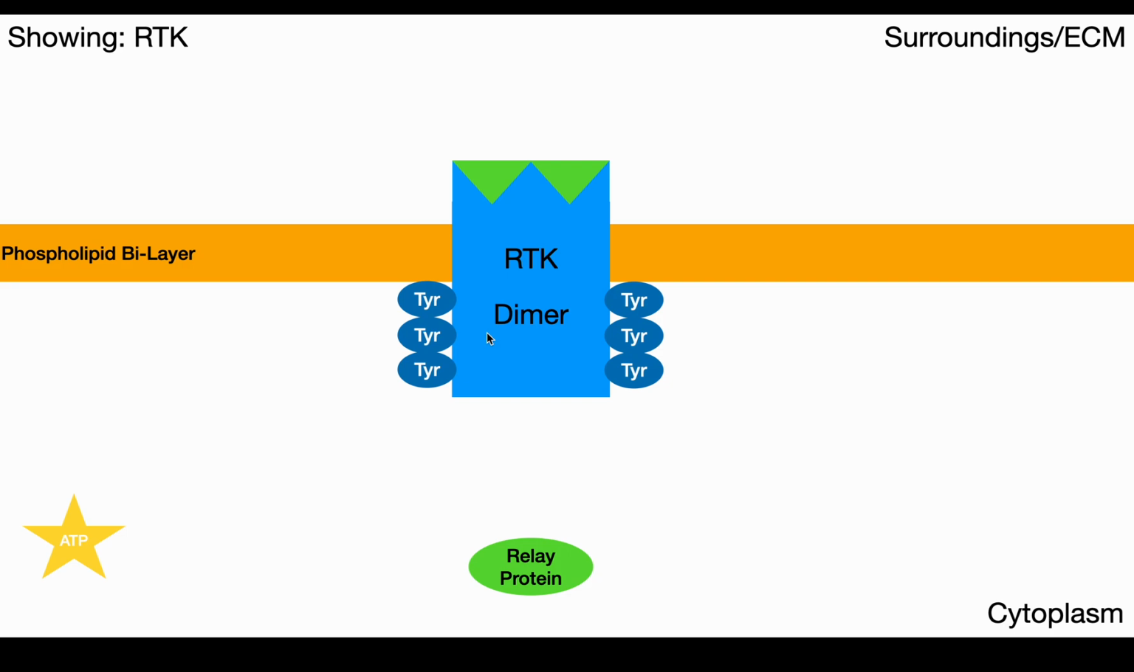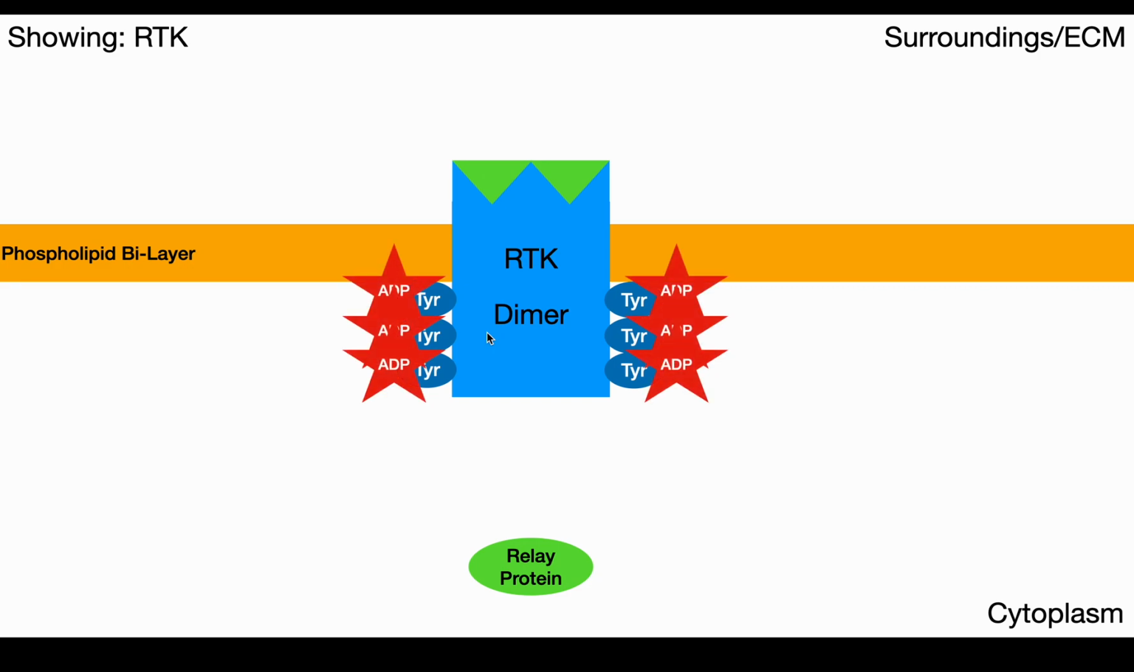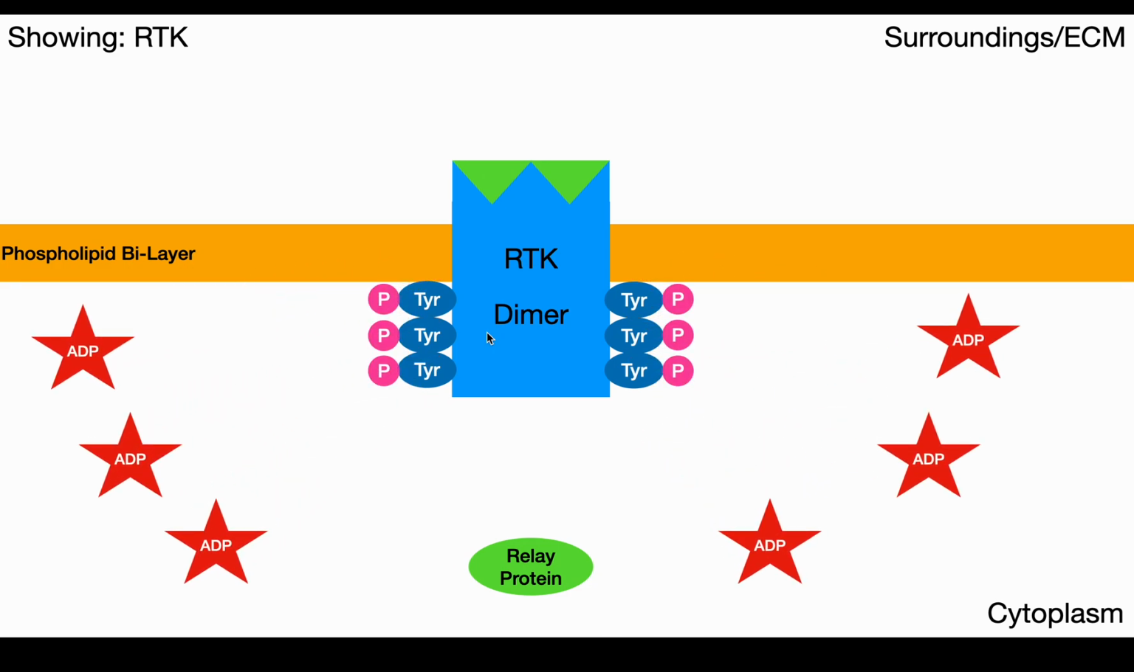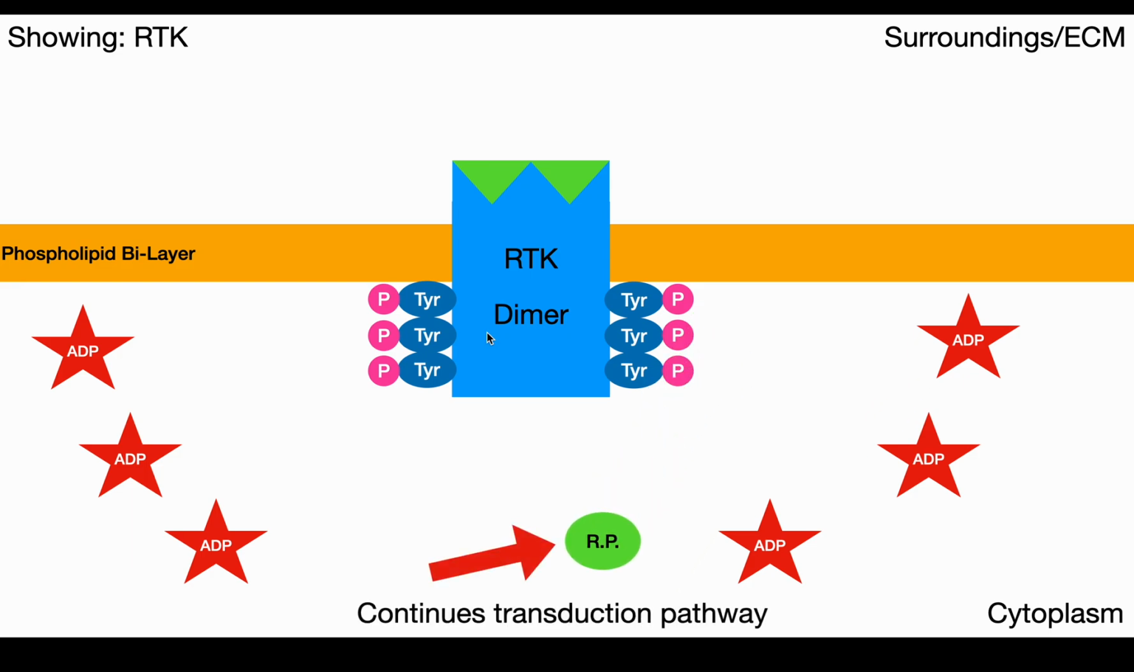It's terrible. All right, so ATP is going to bind 6 of them. And what's going to happen is it's going to phosphorylate the RTK dimer. It's going to become ADP, and the phosphates are going to stick on, and now it's phosphorylated. And when we phosphorylate a kinase or a receptor, it's going to become active. And you'll see a relay protein. That's just any protein that continues the transduction pathway. We have that relay protein bind to one of the phosphates and become activated. It's going to change the shape of it, and it's going to continue that transduction pathway.